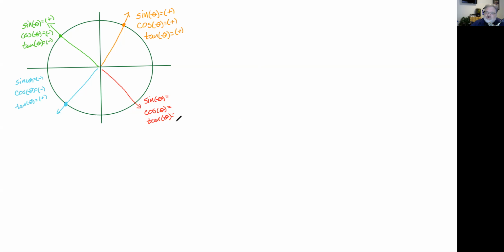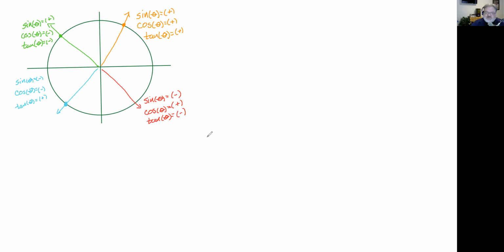Down here for quadrant 4, our sine, again, we're associating with the y values. The y values are negative in quadrant 4, so the sine's going to be negative. But we're back to a place where the x values are positive, so that cosine returns to being positive. Tangent is their ratio, and a positive in ratio to a negative, or a negative in ratio to a positive, is going to be negative, so tangent is negative there.